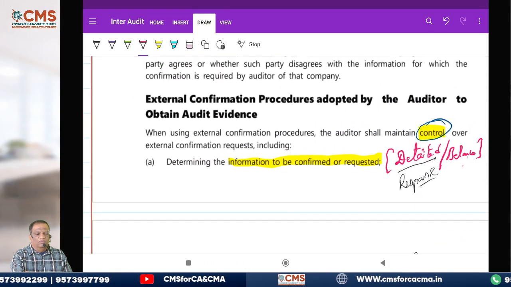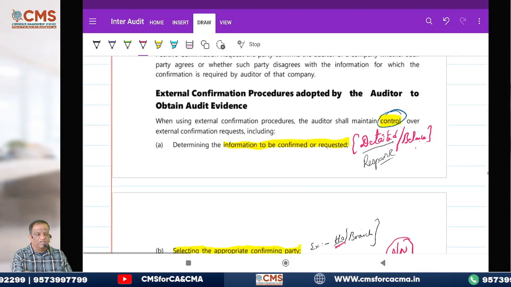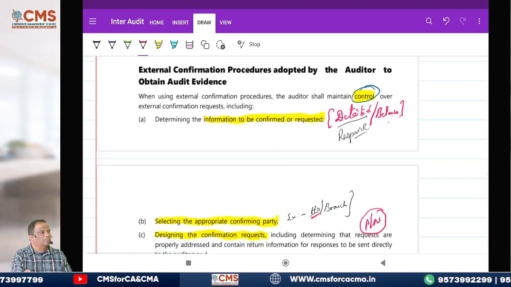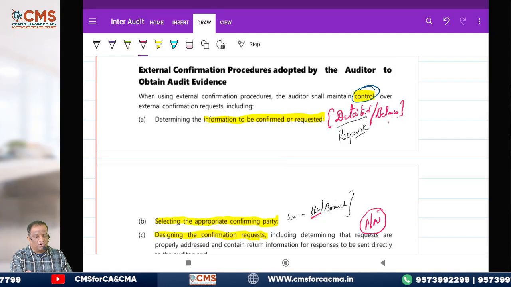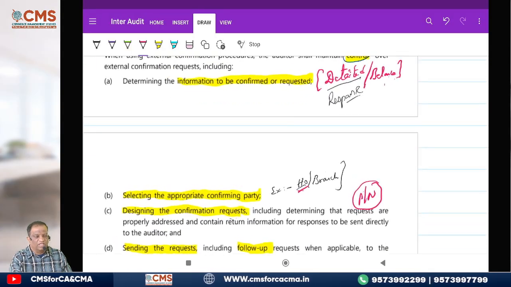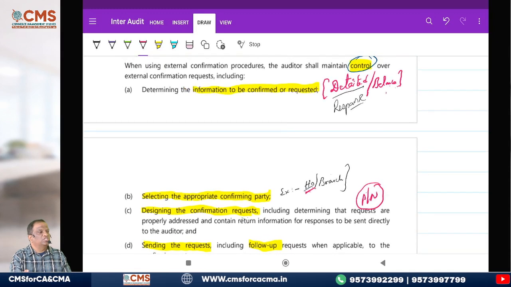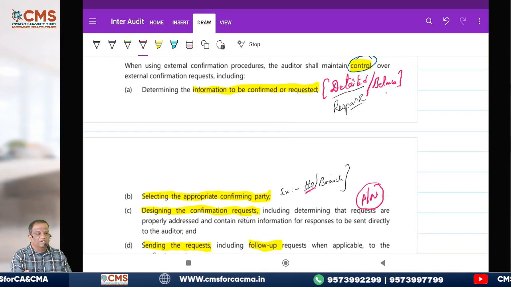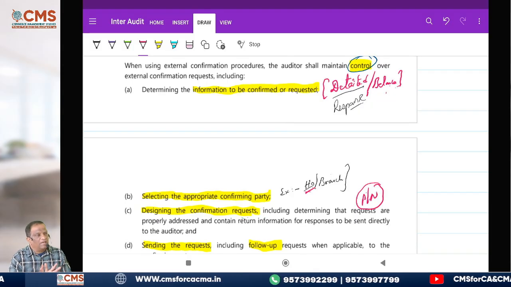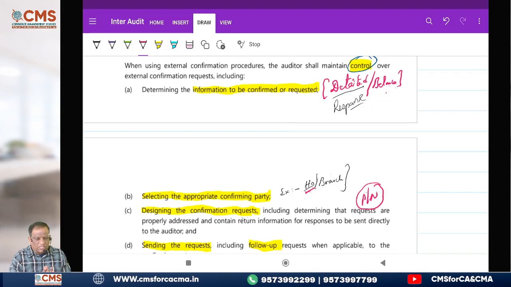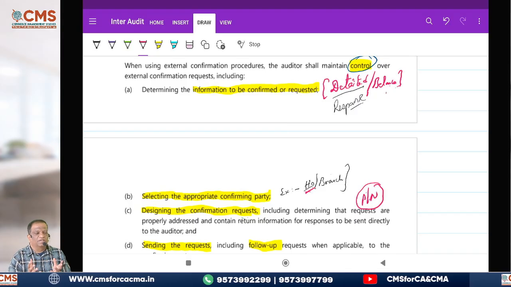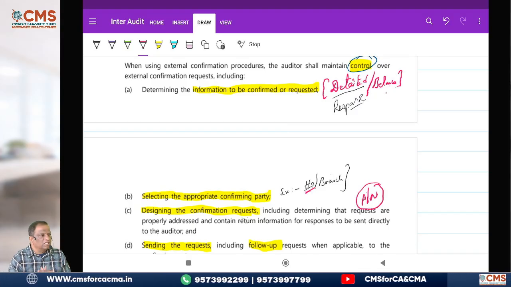Then, what are the procedures? Whenever I am sending an external confirmation, I need to keep certain controls and certain points from my side. What are the points? First one, determine the information to be confirmed. That is, do you want detailed information or do you want balance information? Now, if you ask only for the 31st March balance, say I am talking about debtors, I want only balance confirmation.